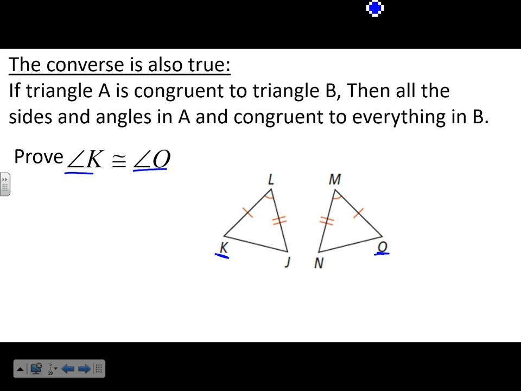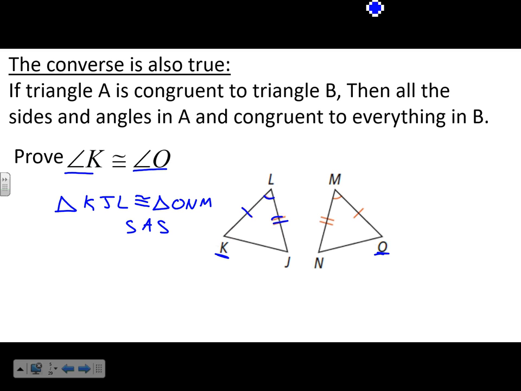Well, there's no way to do that besides first saying that the triangles are congruent, which means all the angles and all the corresponding sides are congruent. So that's what we're doing today. To prove that those two parts are congruent, you have to prove that the whole triangle is congruent first. So I know that triangle KJL is congruent to triangle OMN. I know that because of side, angle, side.